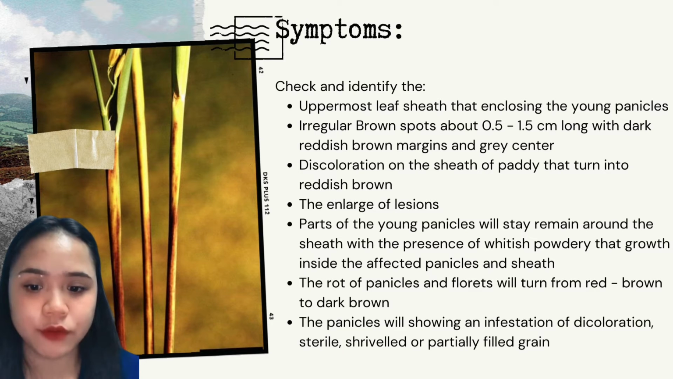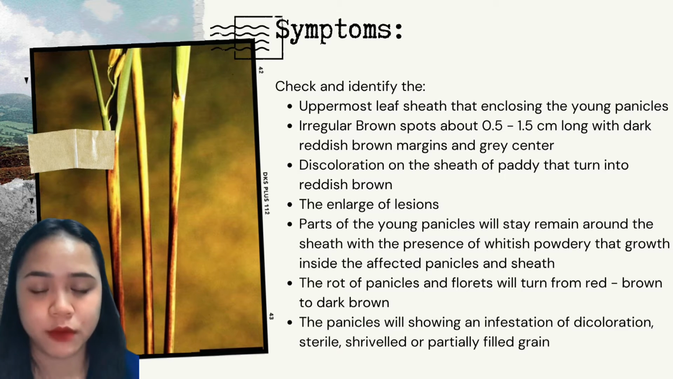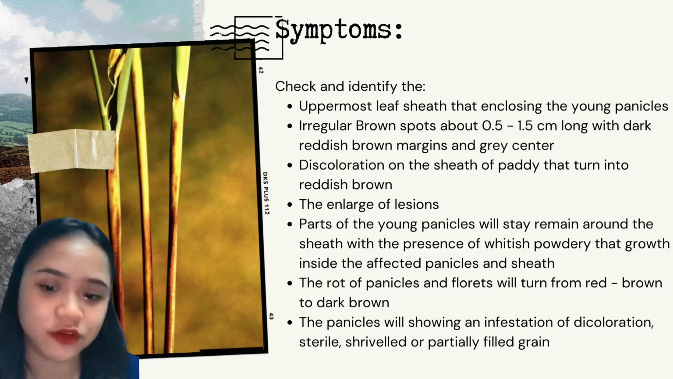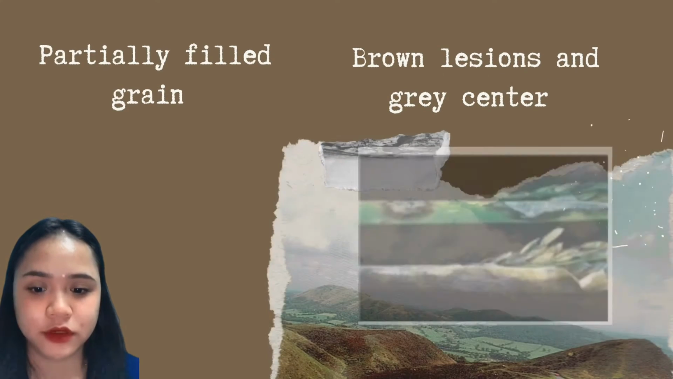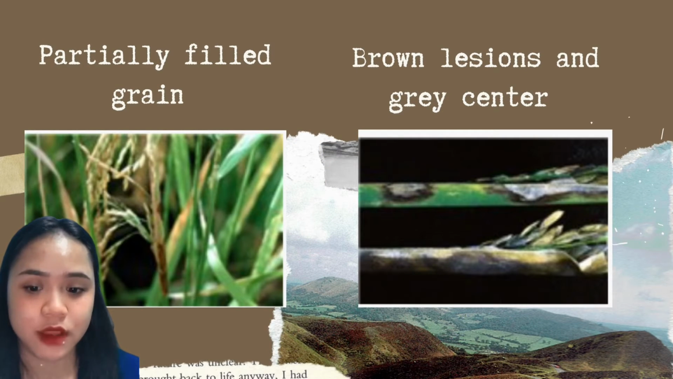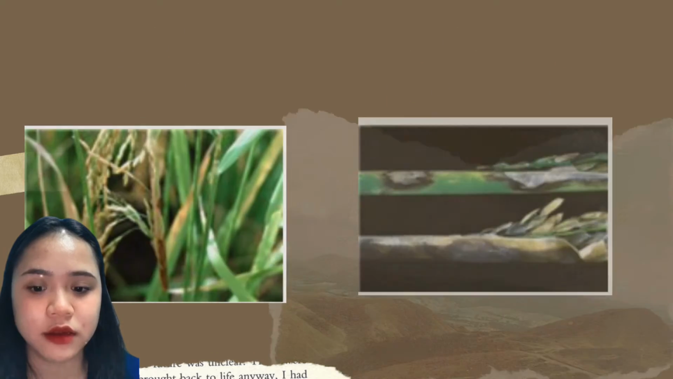There is also a row of panicles and florets that turn from red-brown to dark brown. Last but not least, the panicles show discoloration, sterility, shriveling, and partially filled grain. Next, this is the picture of how the infestation symptoms look. There is partially filled grain at the panicles, and also a spot of brown lesion, and at the center of the paddy tiller, the color is gray.